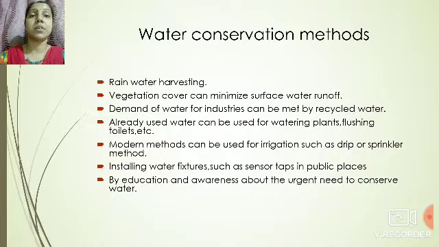Installing water fixtures, that is setting up taps, that is sensor taps, in public places. What are sensor taps? Sensor taps are automatic taps. If you put your hand under them, water will start flowing, and as you remove the hand, water will stop flowing. This reduces the wastage of water.